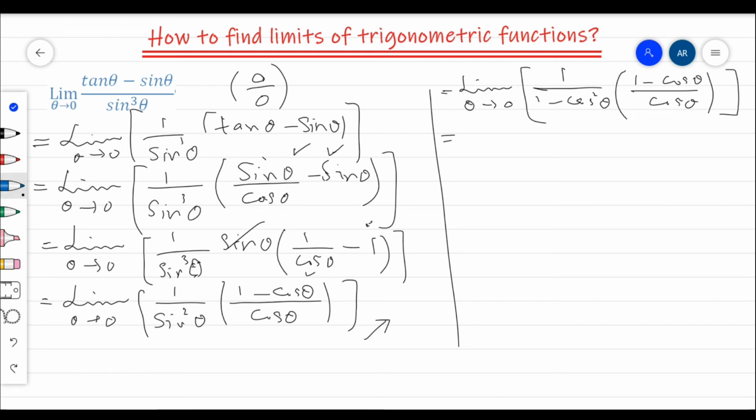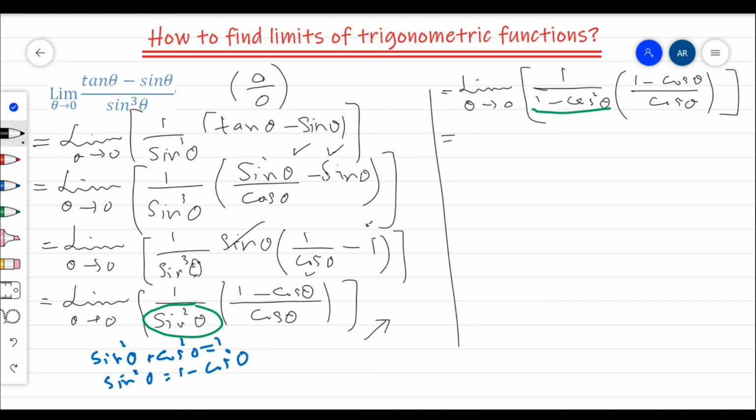You know really well that sine squared theta plus cos squared theta is 1. So from here, sine squared theta will be 1 minus cos square of theta. So we can put sine squared theta as 1 minus cos squared theta.